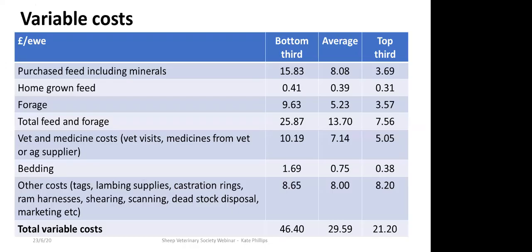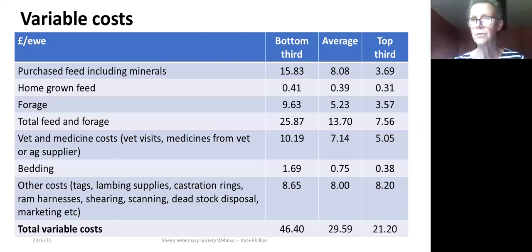Right, so just moving on to variable costs now, and I just wanted to run you through this fairly quickly. You can find these on the HDB website, but just to show the difference really. If you look at the top line, purchase feed including minerals, the bottom third farmers are spending over £15 per ewe on feed. That could include lamb feed as well as ewe feed. The top third are only spending just over £3.